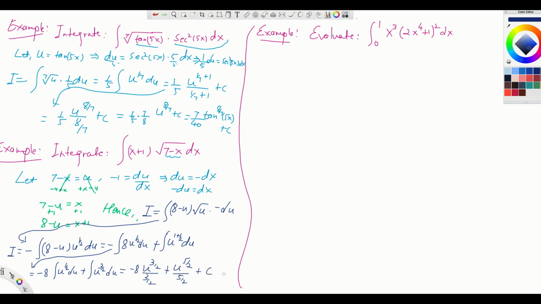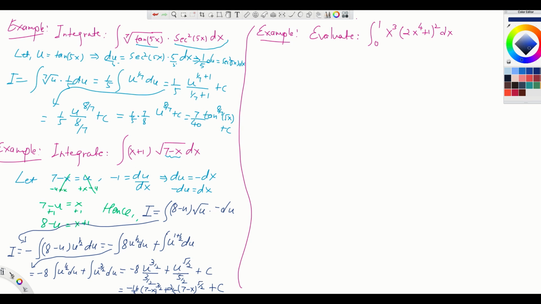So what is the final answer? The final answer is written by replacing back the value of u, okay? So that will be 8, and then it will be times 2/3, right? So it will be negative 16 over 3. And then 7 minus x to the 3/2, that is the value of u. And then plus, this is 2/5, and then 7 minus x to the 5/2, and then plus c is the final answer. You see that?